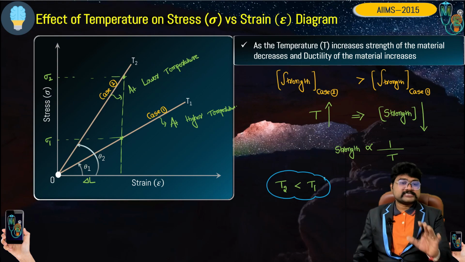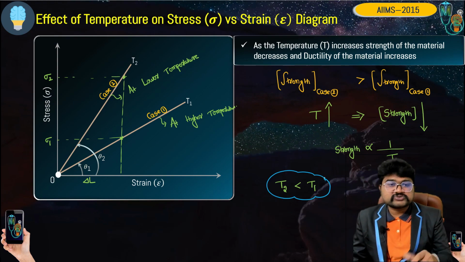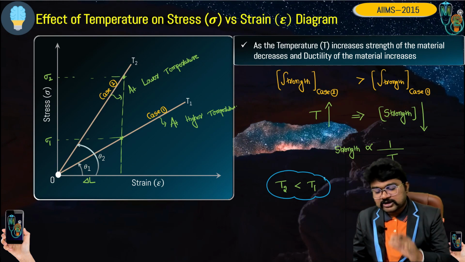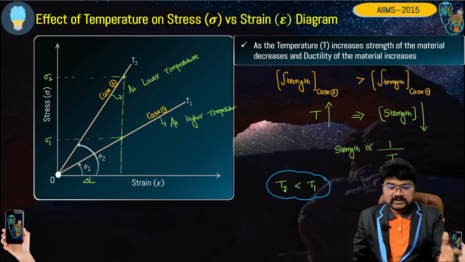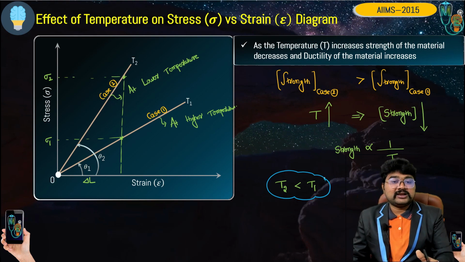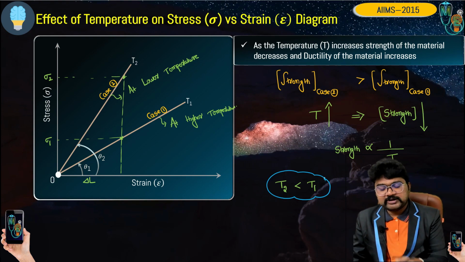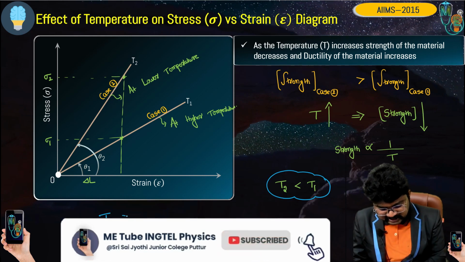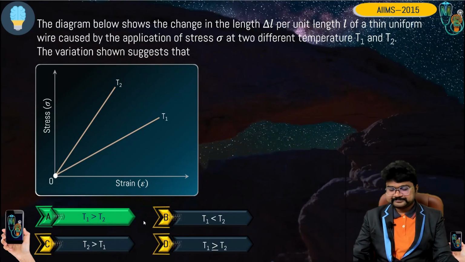So you have taken the same material but at different temperatures. Among these two, which one is higher temperature, which one is lower temperature, you can easily decide. If you conduct an experiment at lower temperature, strength will be higher. If you conduct an experiment at higher temperature, strength of the material is less. In that manner, you can decide the relation between T1 and T2. So I can confidently say that T1 is greater than T2. That is the answer to this question.